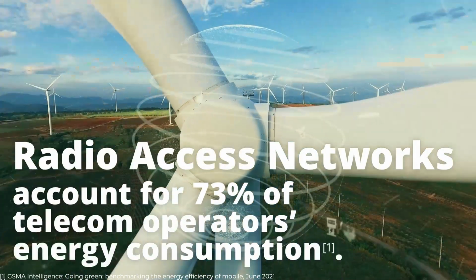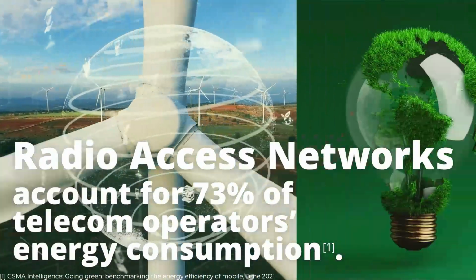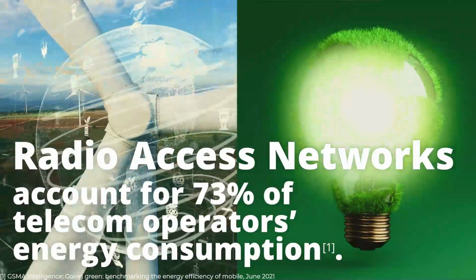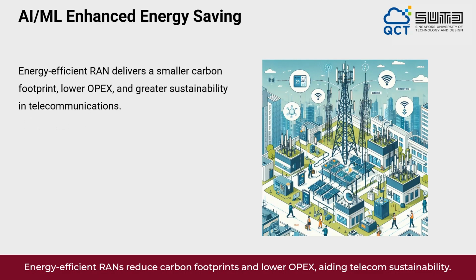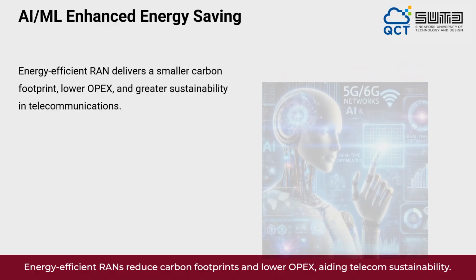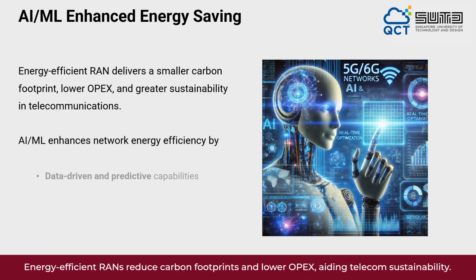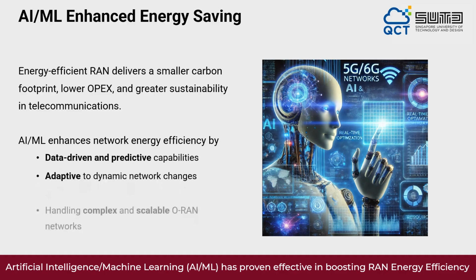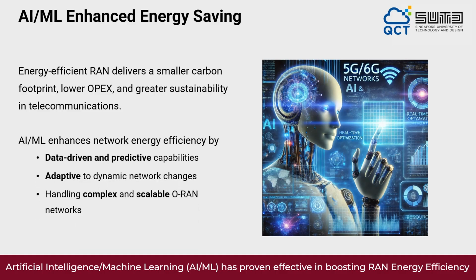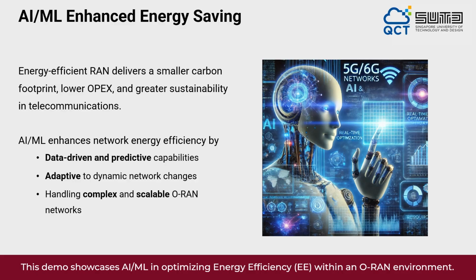Radio access network accounts for 73% of telecom operators' energy consumption. Energy-efficient RANs reduce carbon footprints and lower OPEX, aiding telecom sustainability. Artificial intelligence machine learning, AI/ML, has proven effective in boosting RAN energy efficiency. This demo showcases AI/ML in optimizing energy efficiency within an O-RAN environment.